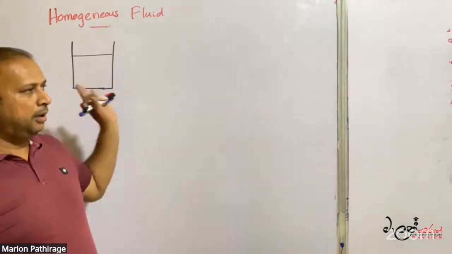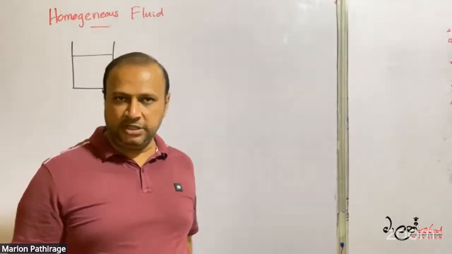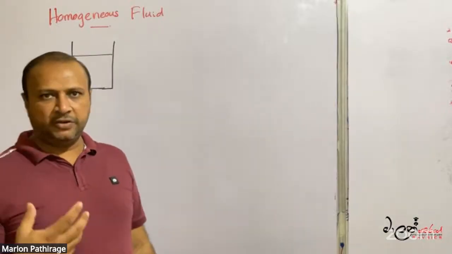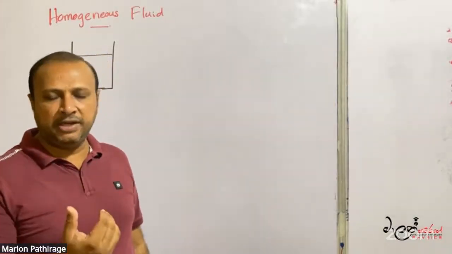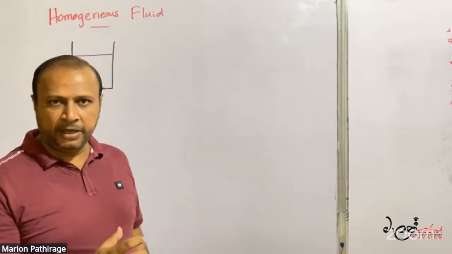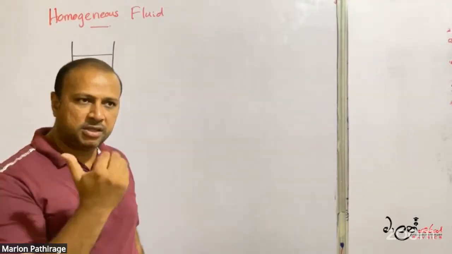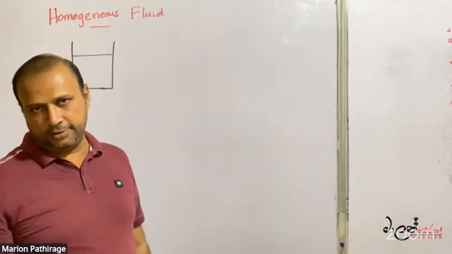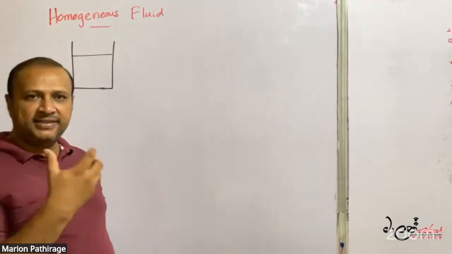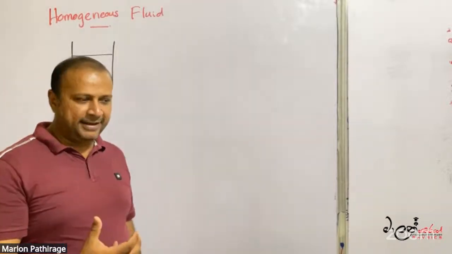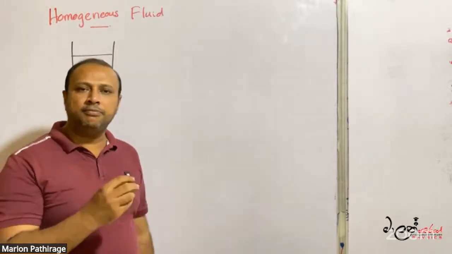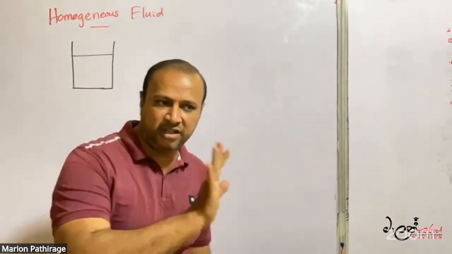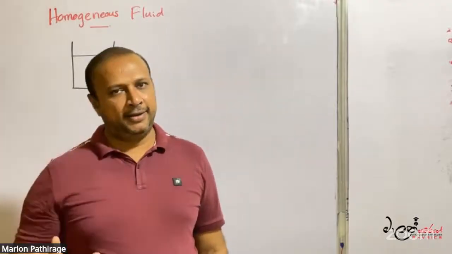Okay. We were discussing homogeneous liquid. Homogeneous liquid, or fluid, means that if the density of that liquid is constant throughout the liquid, we can consider it a homogeneous liquid. If the density is constant, that means the components of that liquid are distributed evenly throughout the liquid.